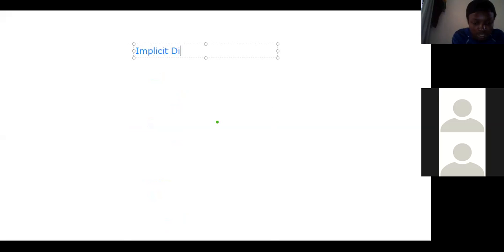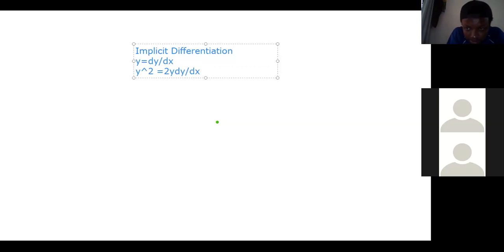So implicit differentiation, we are continuing. I told you that the differential of y is equal to dy dx. That we already know. Hence the differential of y squared is equal to 2y, we are going to use the same principle, 2y dy dx. Are we getting it? Yes, sir. So that is it.